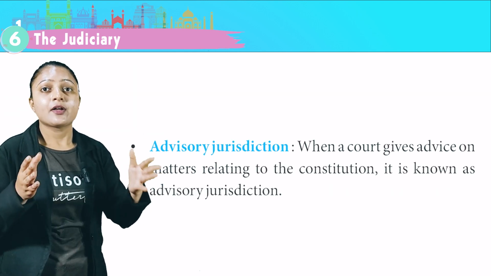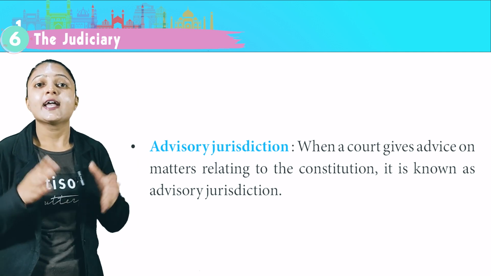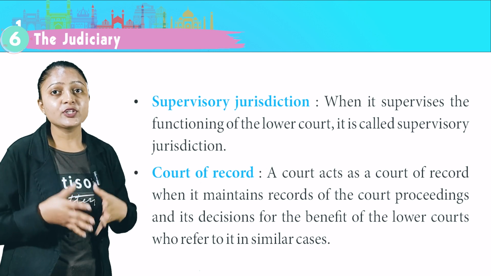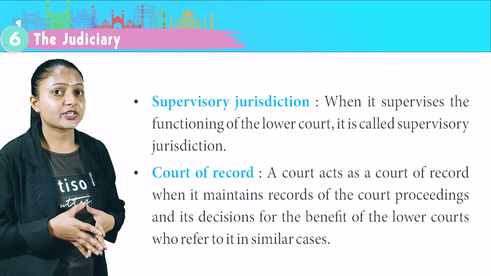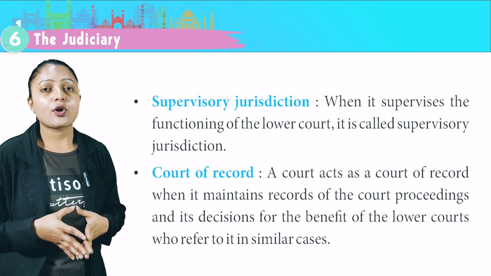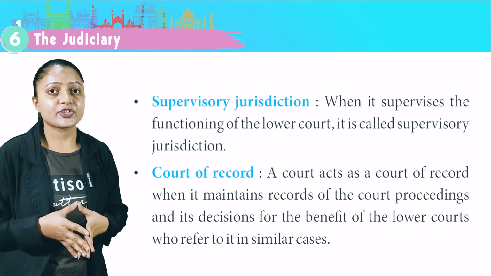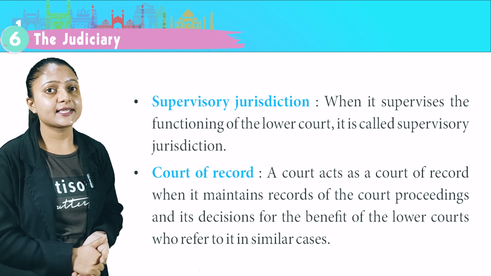Advisory jurisdiction. When a court gives advice on matters relating to the Constitution, it is known as advisory jurisdiction. Supervisory jurisdiction. When it supervises the functioning of the lower court, it is called supervisory jurisdiction. Court of record. A court acts as a court of record when it maintains records of the court proceedings and its decisions for the benefit of the lower courts who refer to it in similar cases.